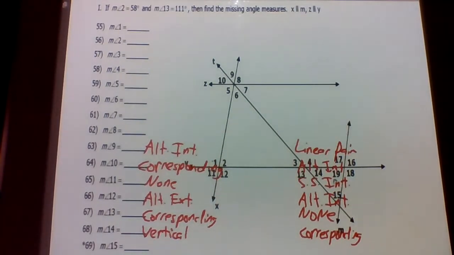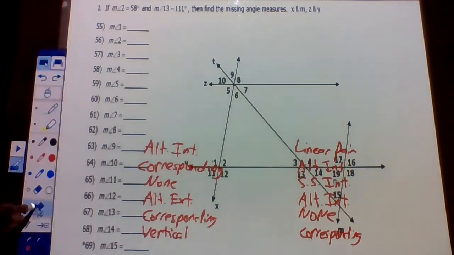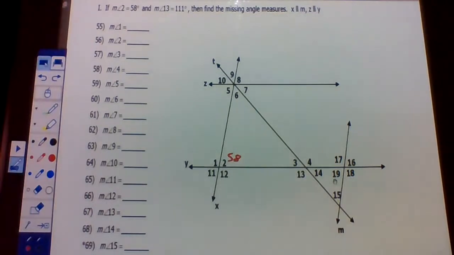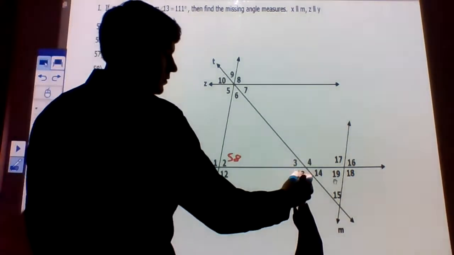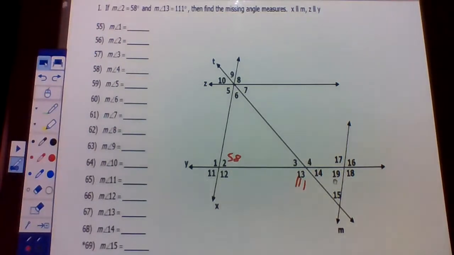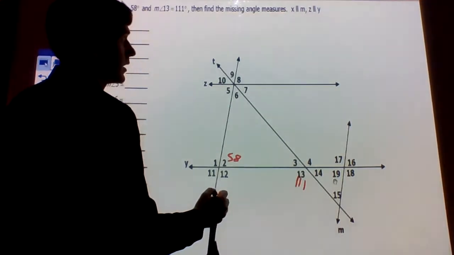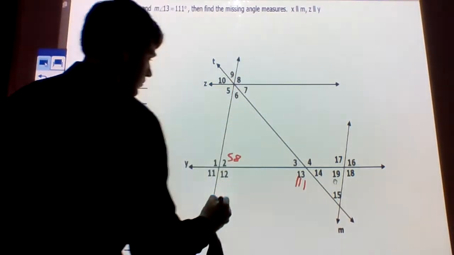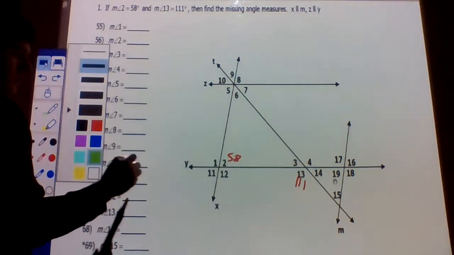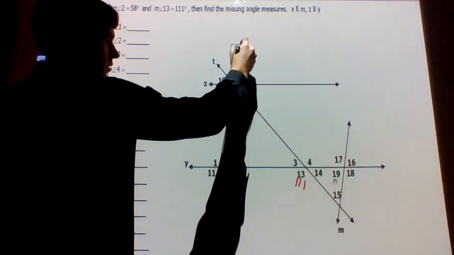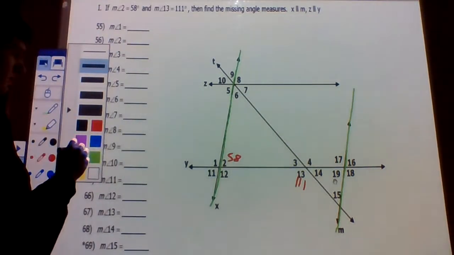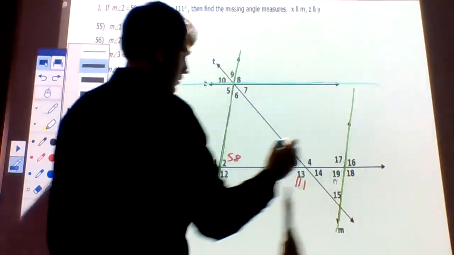So it's telling us that the measure of angle 2 is 58, and the measure of angle 13 is 111. I want to find the measure of all the missing angles. We know that X and M are parallel. We also know Z and Y are parallel.